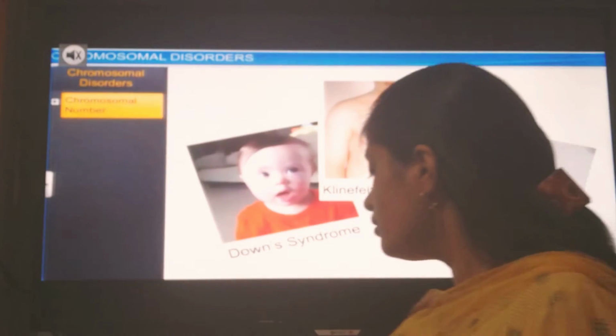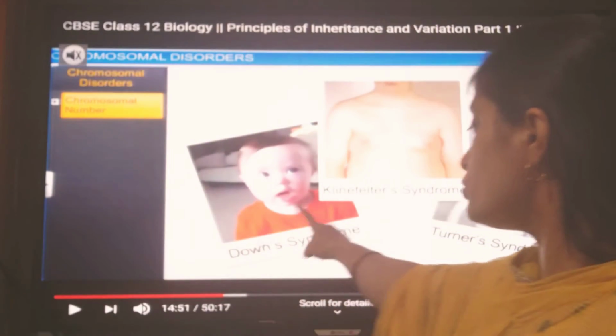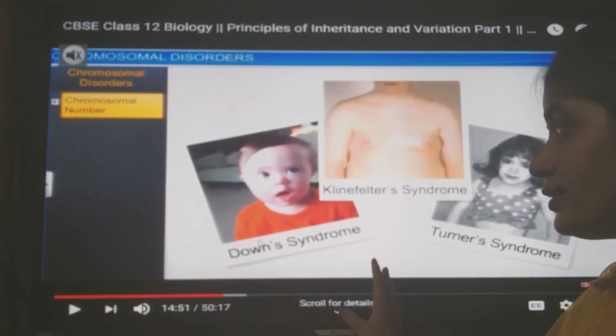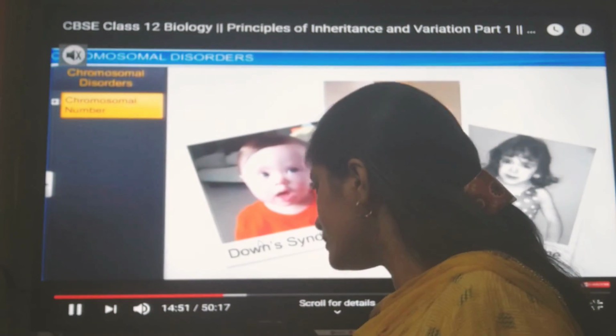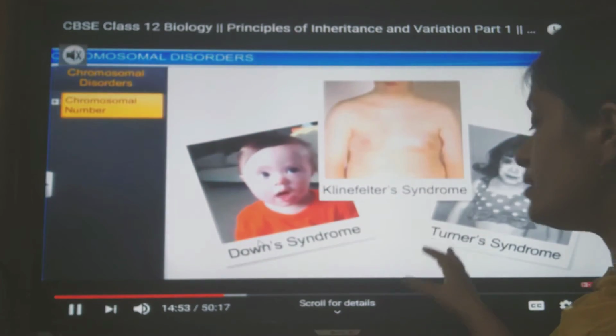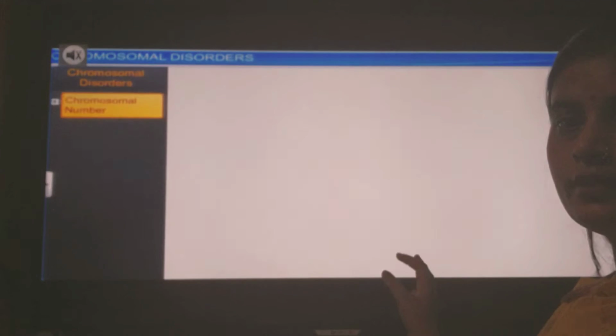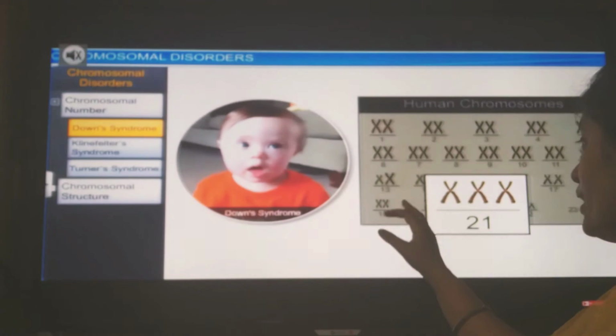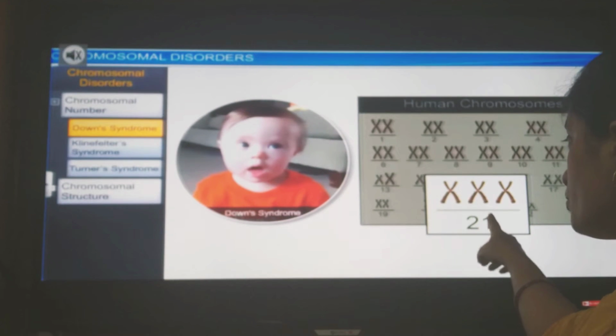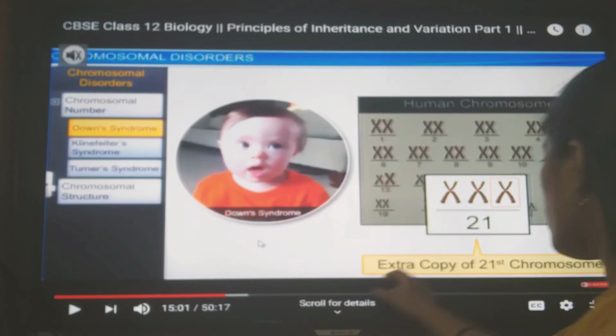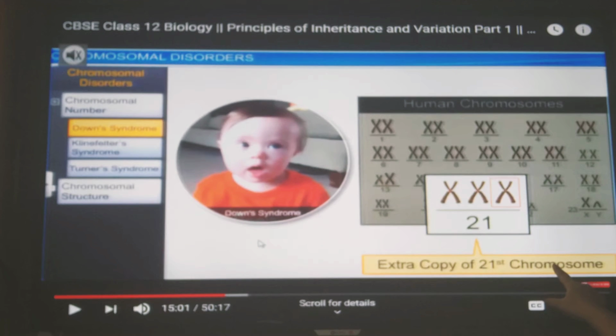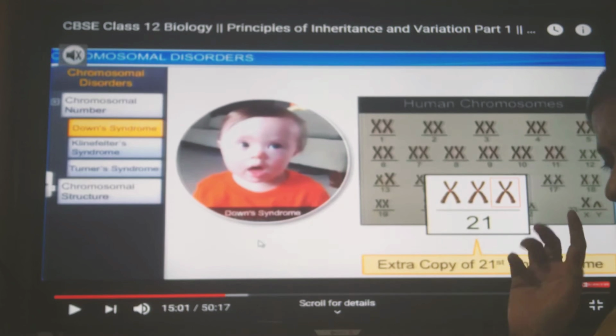Let us see here. Due to fluctuation in the chromosome number, different disorders occur. What are these disorders? Let us see. Down syndrome, Klinefelter syndrome and Turner syndrome. Now what happens in the case of Down syndrome? There is an extra copy of the 21st chromosome. This line is asked in your exam also.